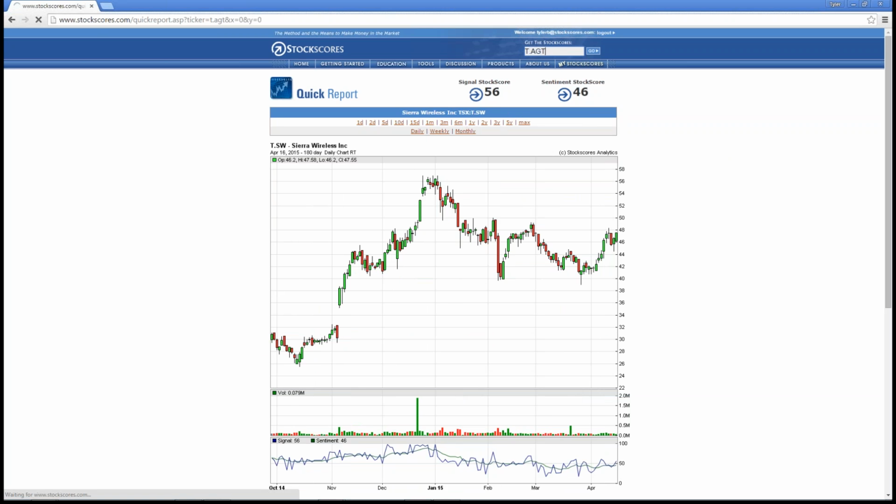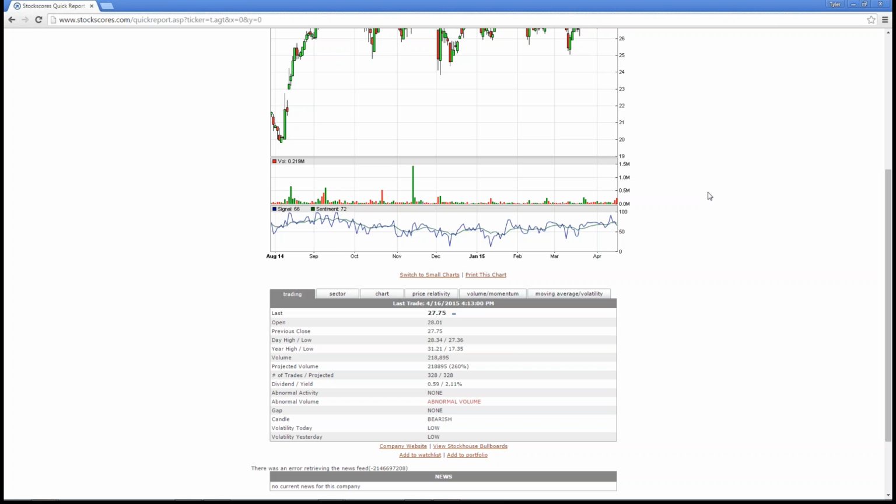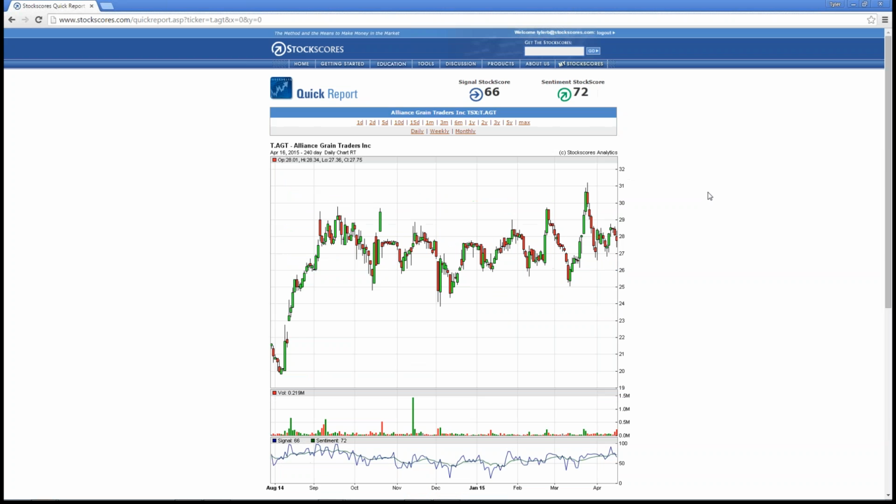T.AGT. Looks like a bit of a parking lot, kind of been stuck in a trading range for a while. Pays a yield, 2% to own it, so it's not terrible. I think it's okay, but it's not something I would buy today.